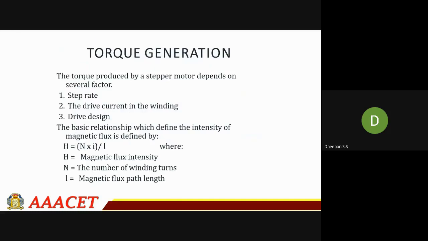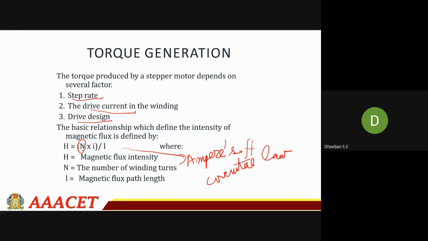The torque produced by a stepper motor depends upon several factors. The first primary thing is your speed, that we have already seen. Next is your step rate, the drive design, and the drive current in the winding. The basic relationship of the intensity of magnetic flux, H, is defined by Ni/L. This is nothing but Ampere's circuital law that you have already studied. Based upon this Ampere's circuital law, your stepper motor operates.